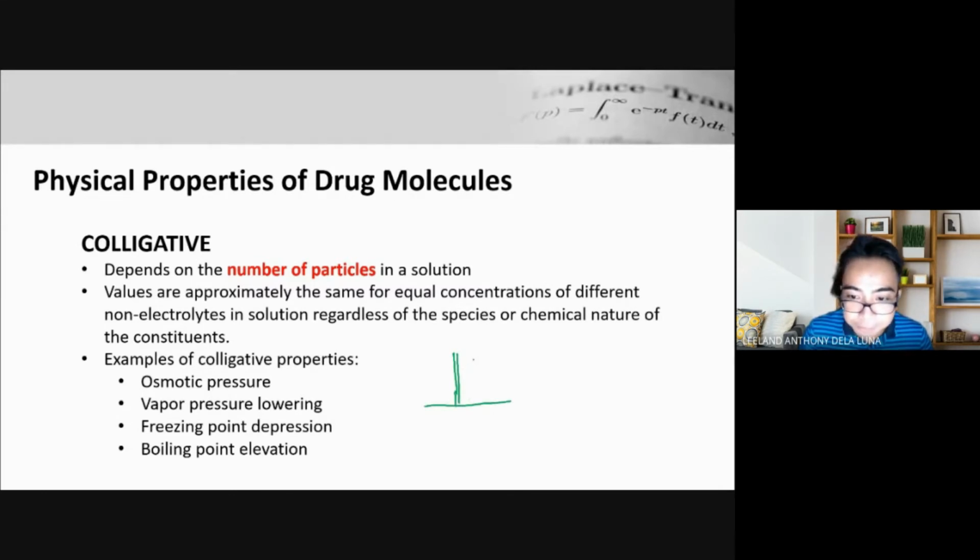Let's say, for example, class, this is a semi-permeable membrane. Okay? So, kunwari, class, 1, 2, 3, 4, 5, 6, 7, 8 solute particles ang dito sa side ng semi-permeable membrane. Sa side na to, kunwari, dalawa lang. 2 solutes. 2 molecules of the solute. Now, class, obviously, dahil dalawa lang ang solute molecules dito, ano magiging direction ng water molecules natin? Will it go to the right or go to the left?